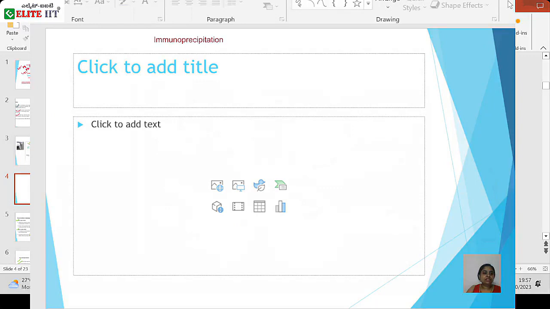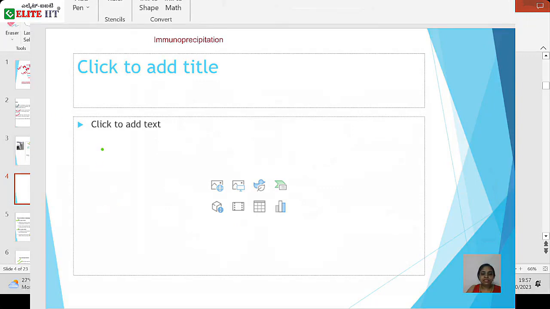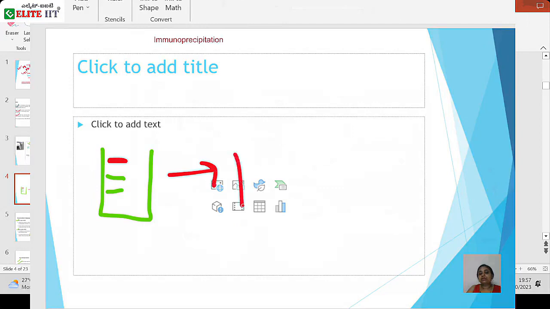Consider this SDS-PAGE. I'm just drawing it again. These are three bands, and you need only this one. Now you have to transfer this band onto nitrocellulose paper. On the nitrocellulose paper, initially there will be these three bands, but they will not be visible. In SDS-PAGE they are visible because you are adding Coomassie blue to visualize the bands.